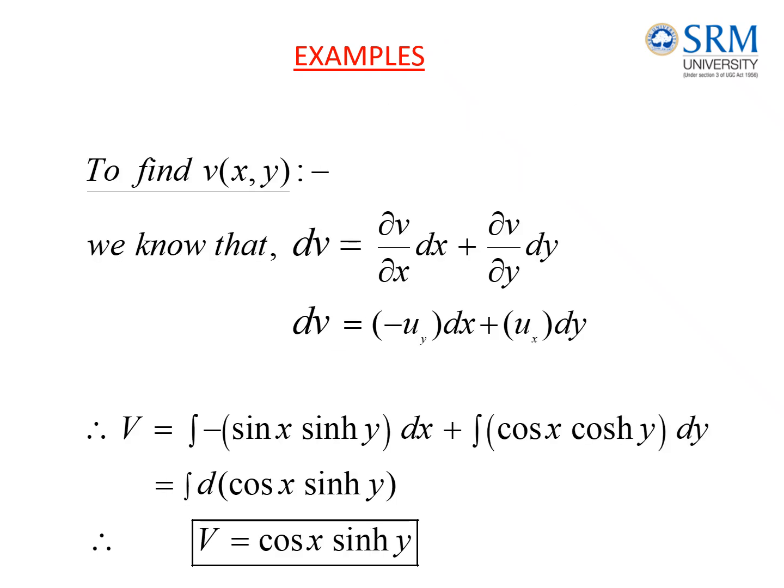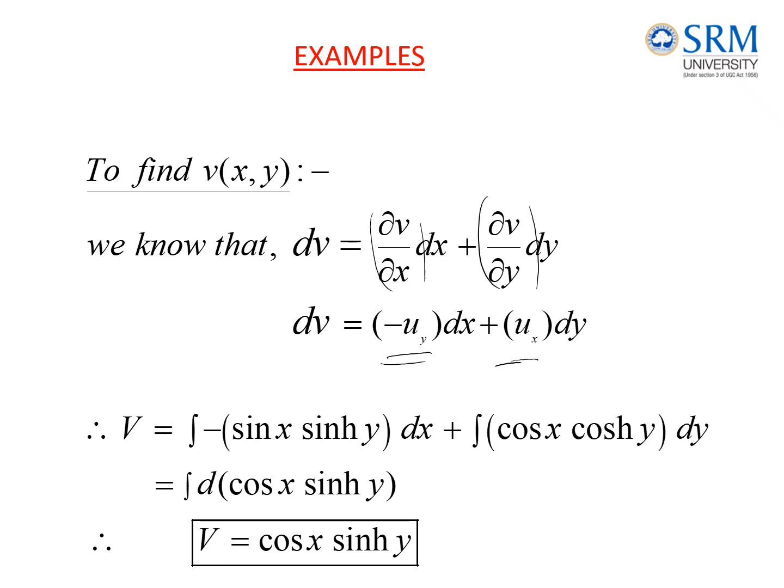How to get the harmonic conjugate, that is we need to take dv first. dv is dou v by dou x dx plus dou v by dou y dy. Then we need to rewrite this dou v by dou x and this dou v by dou y using CR equations. So after rewriting that in terms of u's, we need to substitute what is ux and uy. Then we need to integrate this by combining the terms. So after substituting, we need to combine these two terms and rewrite it.